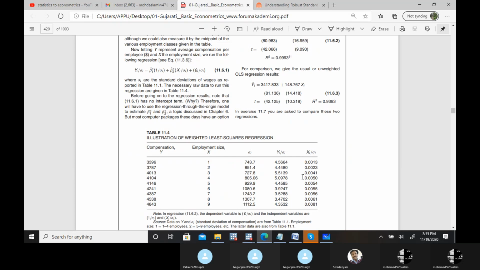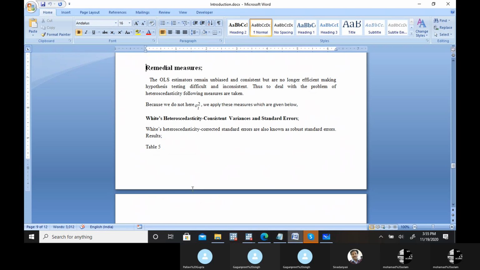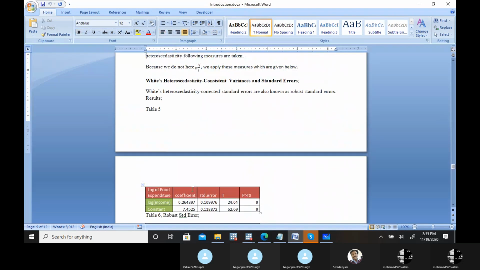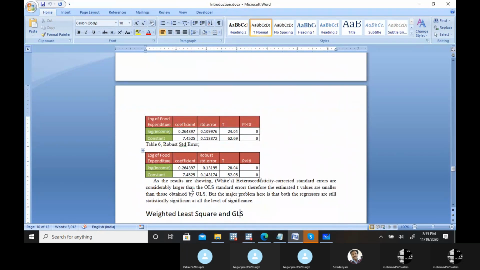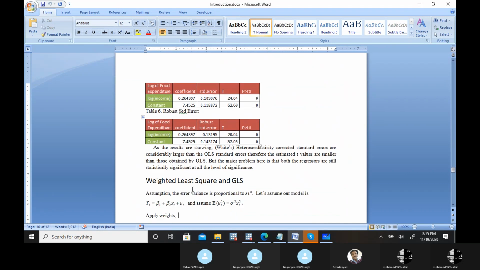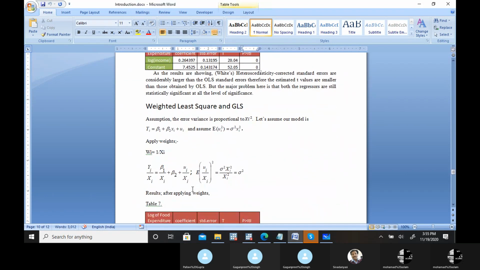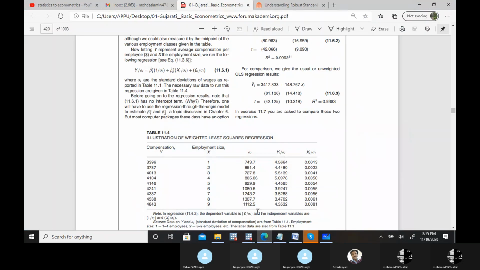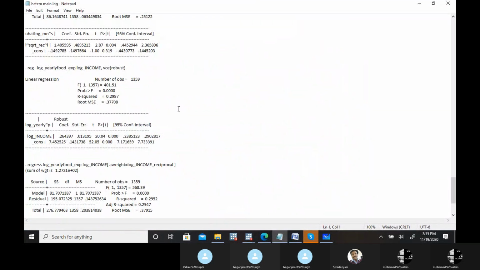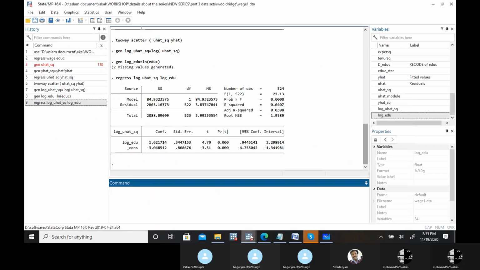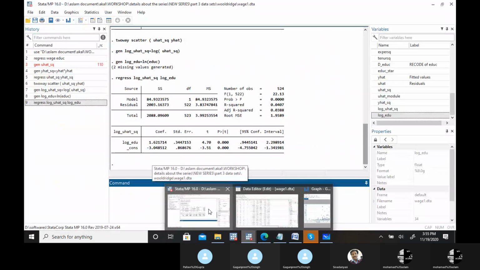Is it clear? Like what I did in this assignment, just divided with that. Okay. There is another method which these days I think software is providing: robust standard error. The first method is clear. Anyone any doubt?